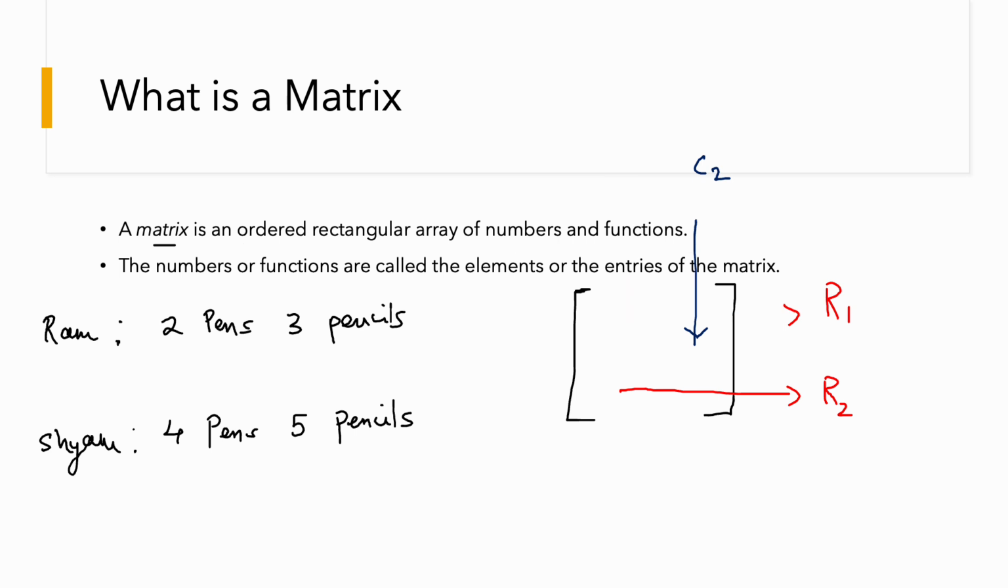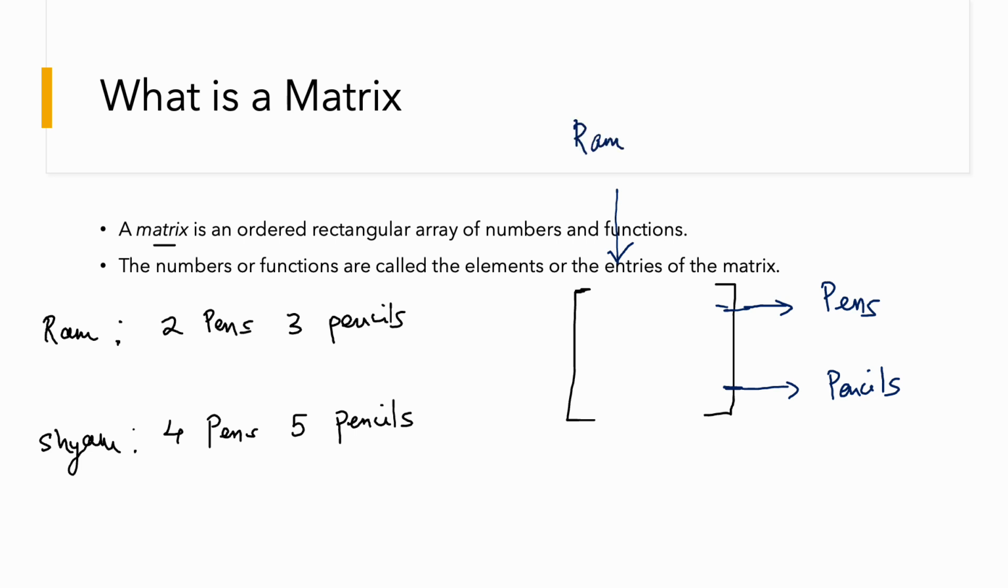Rows can represent any variable and columns can also represent any variable. In this particular case, pens are represented in the rows. I'm going to represent the pens that Ram has or Sham has in the form of rows. So let's say this particular row is for pens, and this particular row is for pencils. This column is representing the information for Ram, and this column is representing the information for Sham.